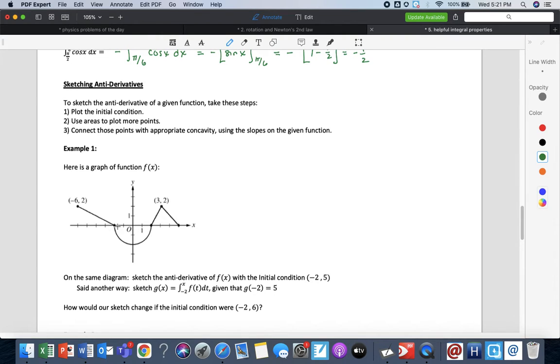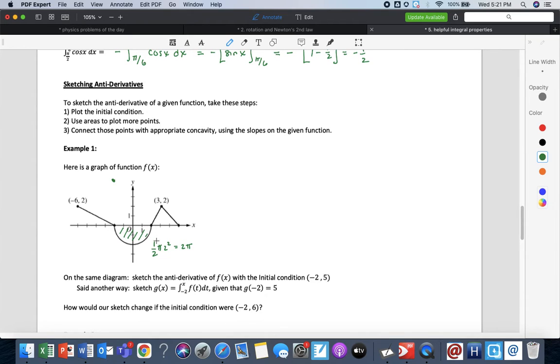So I'm going to plot the point -2, 5, or somewhere up around here. That's the initial condition. And then what I'm going to do is collect area and draw subsequent points. Now this area is a semicircle with a radius of 2, so that's going to be 1/2 pi times 2 squared, or 2 pi. So this point has to drop 6 units going from here to here.